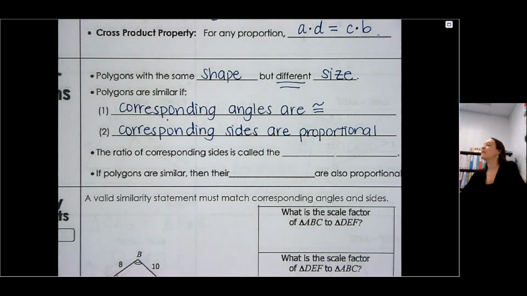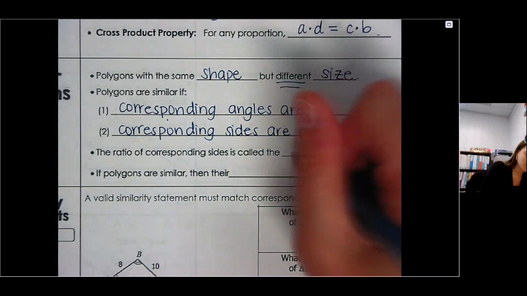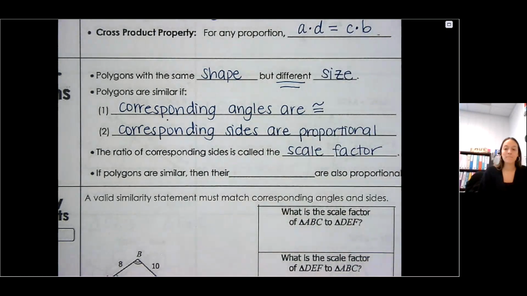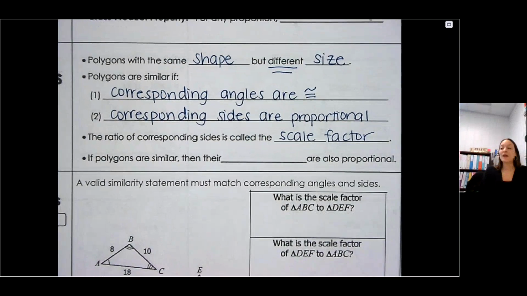Corresponding sides are proportional. What that means is if you make the side lengths into a fraction, all of the side lengths should have the exact same fraction. That's what proportional means. Should have the same decimal or same fraction or ratio, however you want to call it. The ratio of corresponding sides, so this piece that is proportional, this is called the scale factor. So whatever that fraction is, if that fraction is the same for all of them, that is called the scale factor. And then if polygons are similar, their perimeters are also proportional.